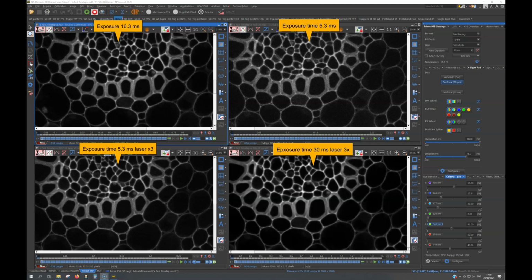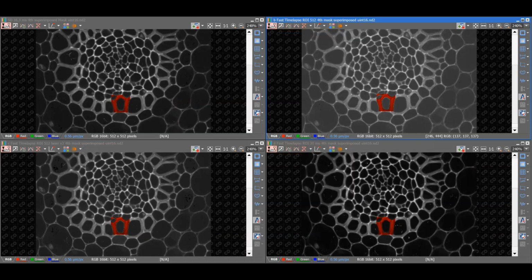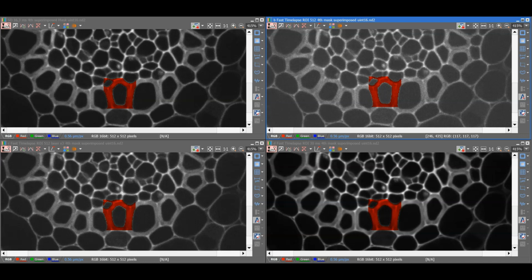In the bottom left image we have the same RI, but the laser power was increased 3 times. In the bottom right corner we have our last RI image with a long exposure time of 30 milliseconds and with the same high laser intensity as in the previous RI. Here we have applied a mask to the same structure in the different images. The mask can be seen as the red area that covers the cell walls. The black background is not included in the mask.